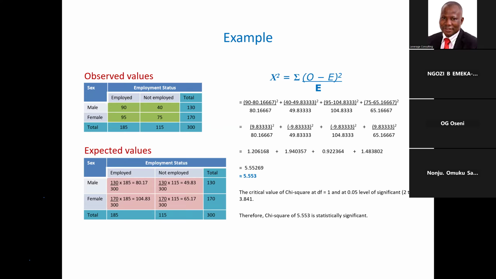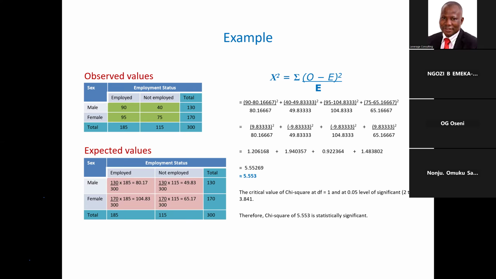Okay, now what I was saying. For you to know the expected value for male employment in that first cell, among the total that are employed, 185, the number that should be accrued to the male should be proportional to the contribution of the male to the total. The male contribute 130 out of 300. So 185 multiplied by 130 over 300 should be the number contributed by the male. That would be 80.17.